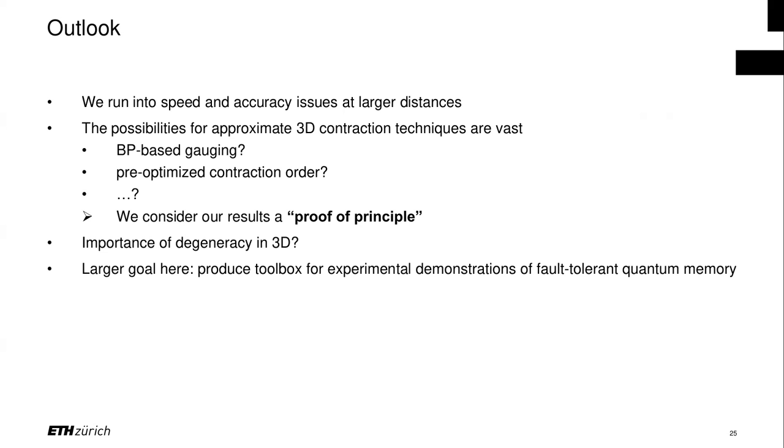To a certain degree, we consider our result a proof of principle, because more experienced people probably have a shot at this, and could get better speed and accuracy out of the contraction. And hopefully, the goal that we're striving for is that if we can get these decoders accurate enough, they'll allow us to probe the importance of degeneracy to a much larger extent than we're able to nowadays, right?